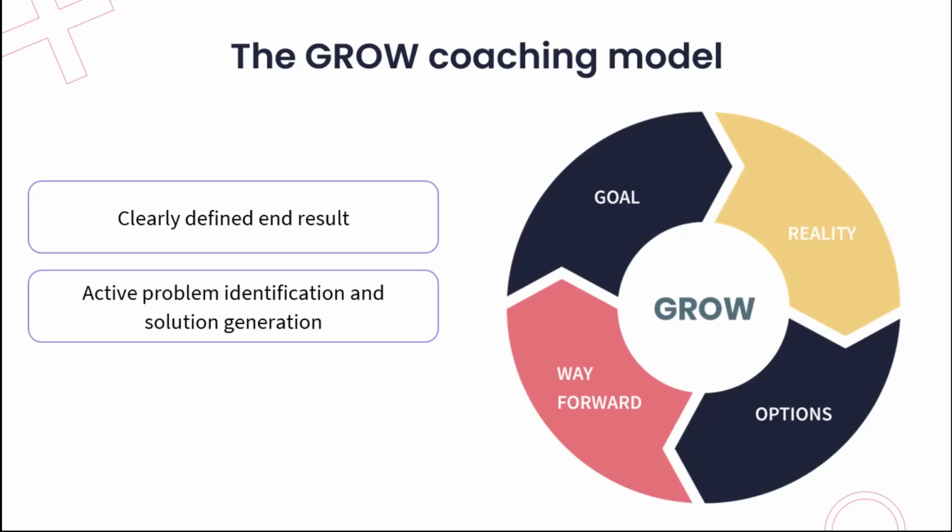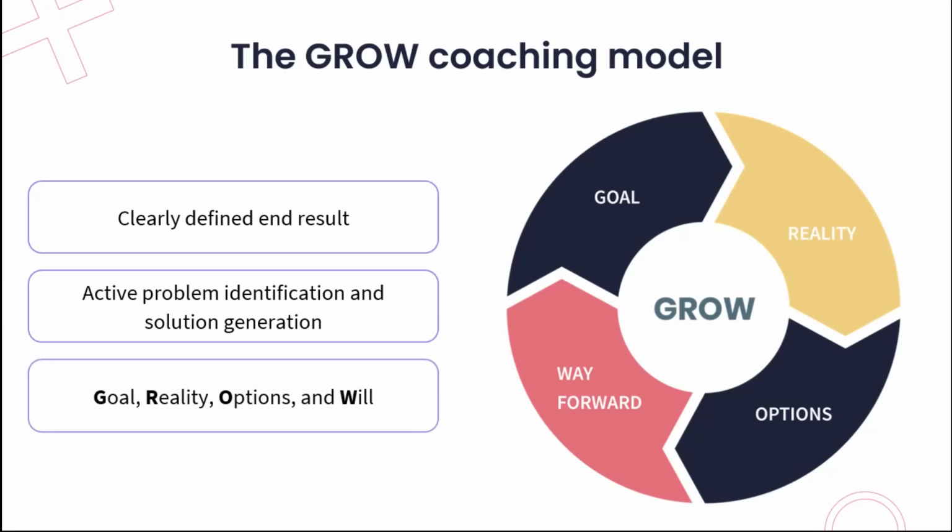GROW is an acronym derived from the 4 words representing the different stages of the conversational process. That is, goal, reality, options, and will, or way forward. It is important at this stage to emphasize that the GROW model is one coaching process out of many that are now available for coaches. There are many derivatives that also work great.